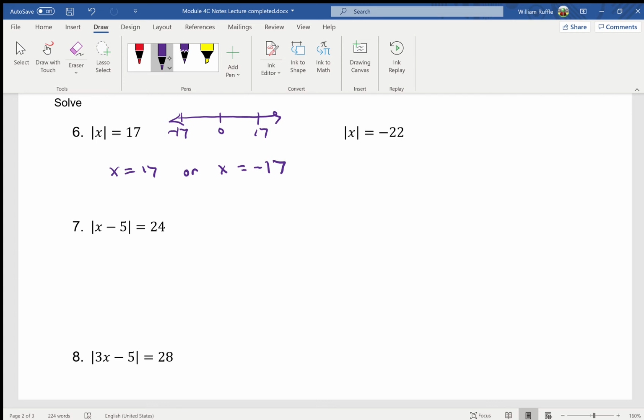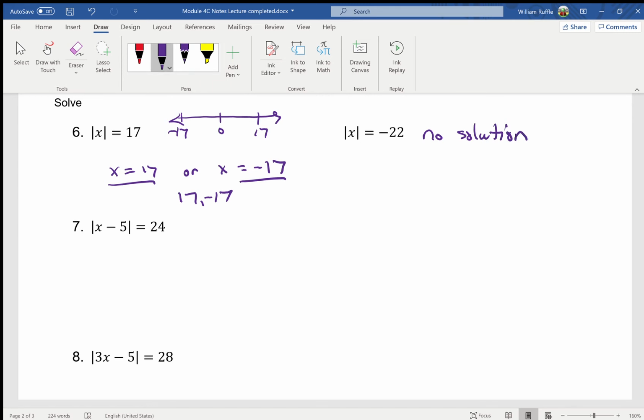Now this one is done. Those are my 2 answers, 17 and -17. Now they love throwing this question in here, but can the absolute value equal a negative number? No, it cannot. So this is really no solution.